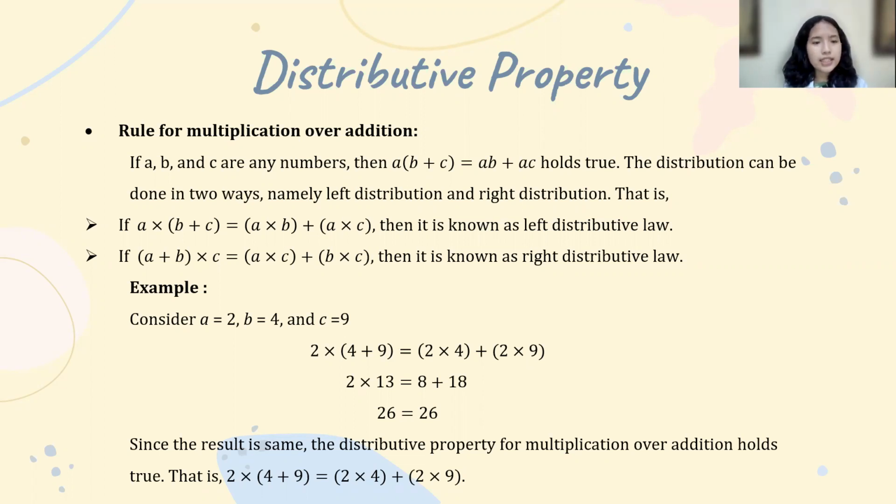And if the sum of A and B is multiplied by C is equal to A times C added to B times C, then it is known as the right distributive law.